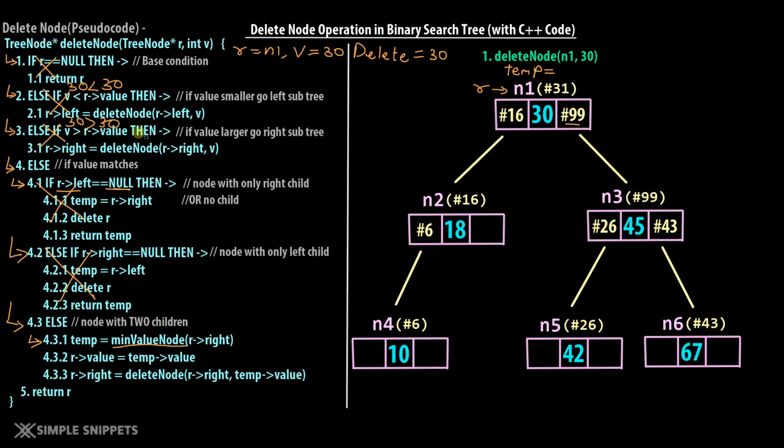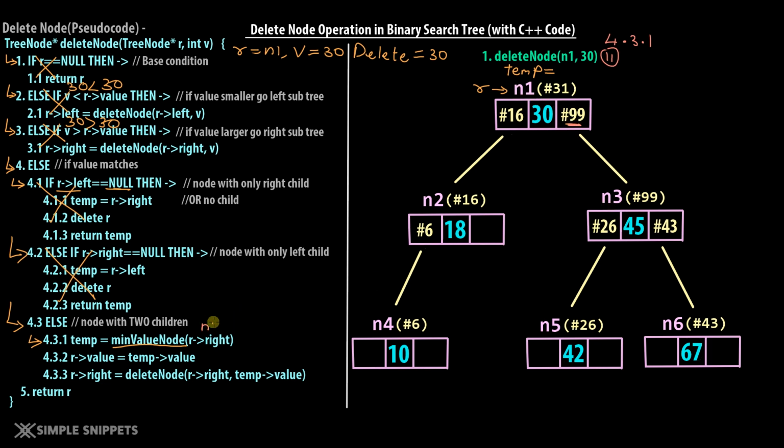Let's see that. And before we go to that, this first delete node function is paused at 4.3.1. So let's put a pause symbol over here. It was paused at 4.3.1. It called the minimum value node function. So let's see this minimum value node function first. Also you are passing r's right, which is n1's right. So r is n1 and right of n1 is #99, which is n3.